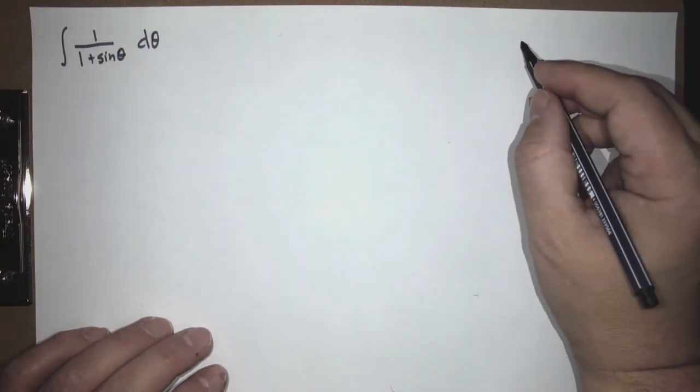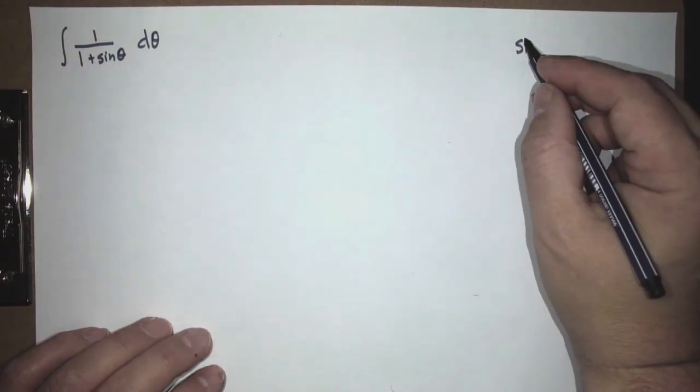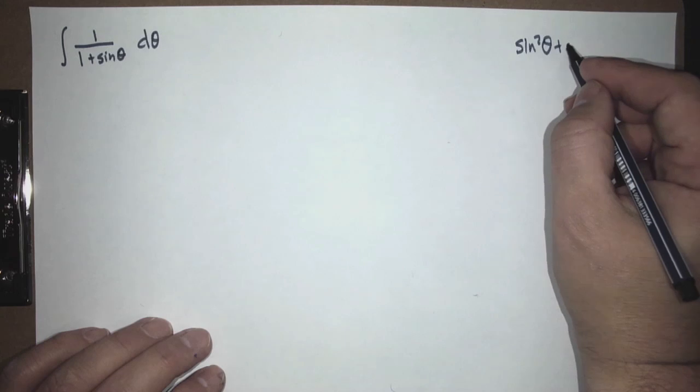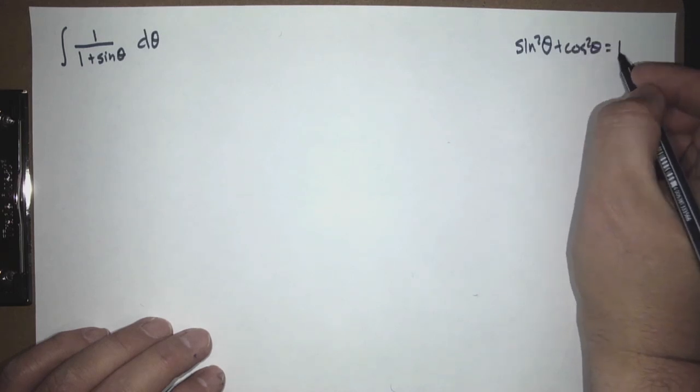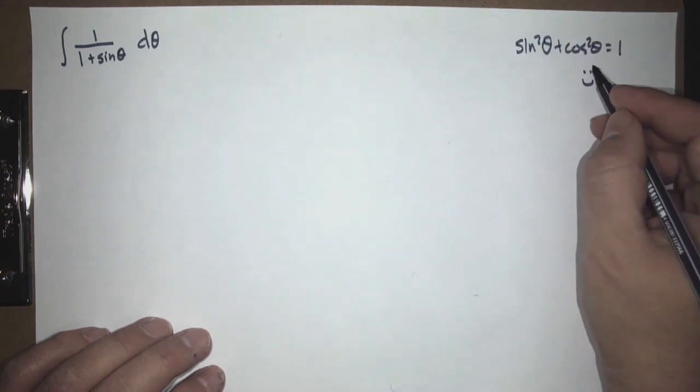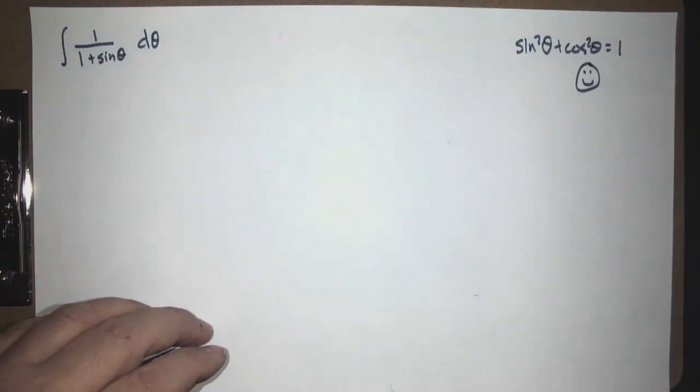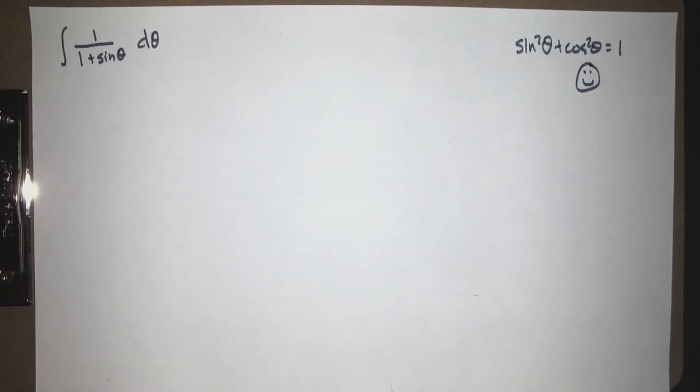Should we multiply by conjugate? Oh, well, yes, we should multiply by the conjugate. Okay, so spoiler alert, we're heading towards the conjugate. Because sine squared theta plus cosine squared theta equals 1 is a thing. We like that thing. It makes us happy. Now you might say, well, how does the conjugate relate to that?